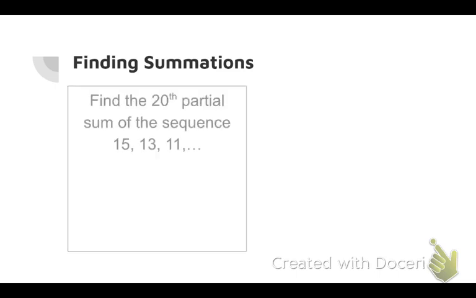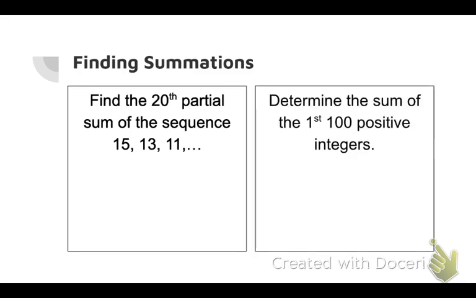So a couple of examples. Find the 20th partial sum of the sequence 15, 13, and 11. So we're going to have to do a little bit of work with this one. I'm going to put this other problem up on the screen and then we'll work through this. So the 20th partial sum means that I'm adding 20 terms together. So we can start by saying 20 over 2 times the first term, which is 15. Now what I don't know is the 20th term, but we can do some of that work from before to help us find it.